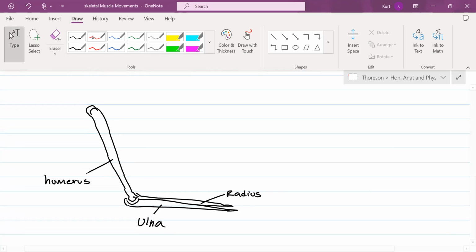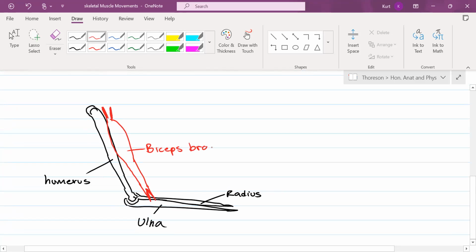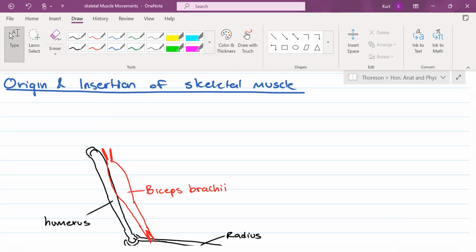Okay, now, your bicep is called the bicep because it has two heads. In fact, bicep means two head, and brachii means arm or shoulder. What type of tissue connects a muscle to a bone? Good. Now, what we need to learn is what is the difference between an origin and an insertion.